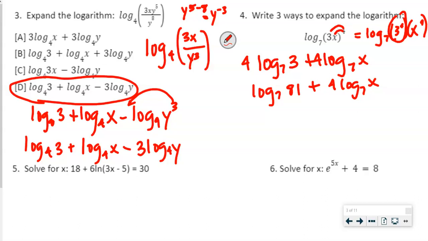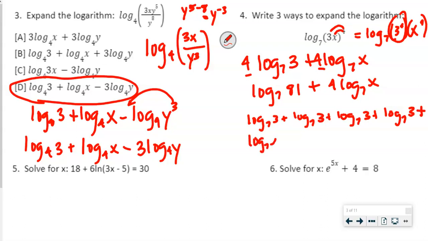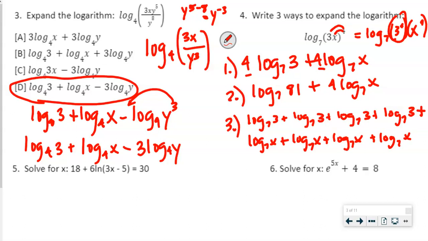But let me show you the third distinct way to write it. Because there's 4 here and there's 4 here, we could write log base 7 of 3 4 times. We could write log base 7 of x 4 times. So we could say log base 7 of 3 plus log base 7 of 3 plus log base 7 of 3 plus log base 7 of 3 plus 4 of our log base 7s of x. Okay, so there's our 3 distinct ways. 1, 2, 3, and obviously you could have combinations of both of them.